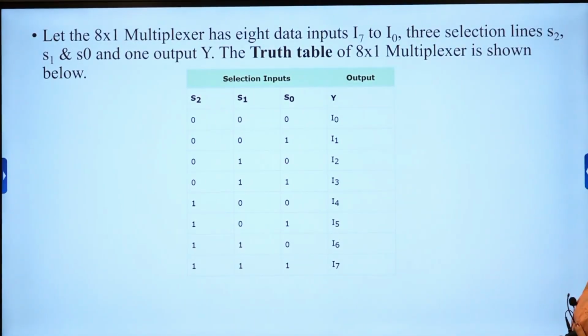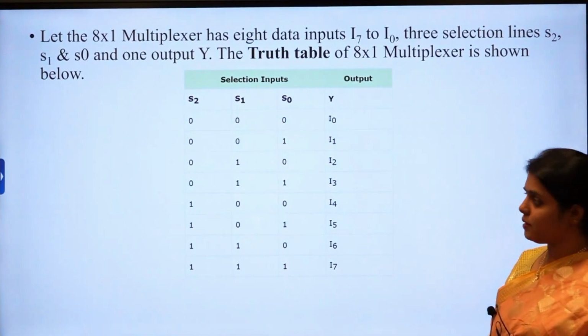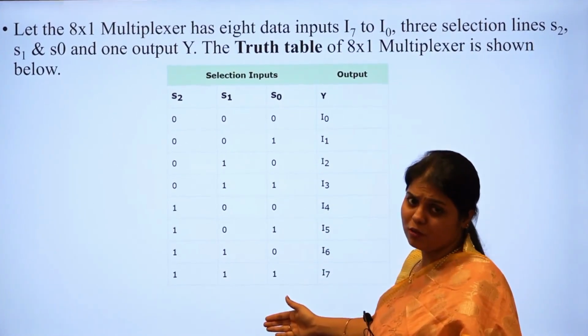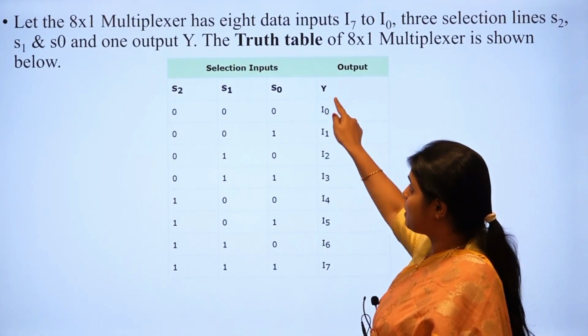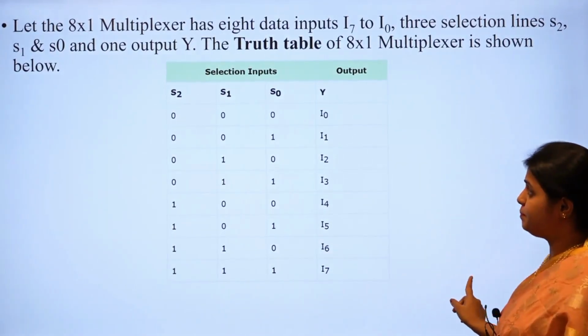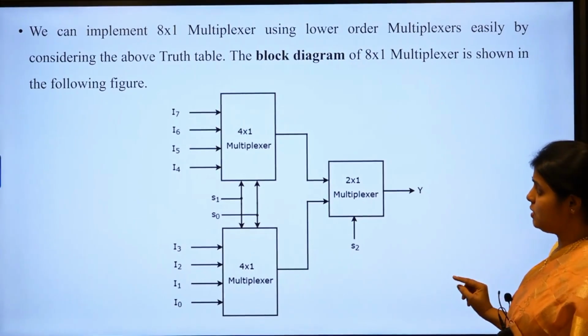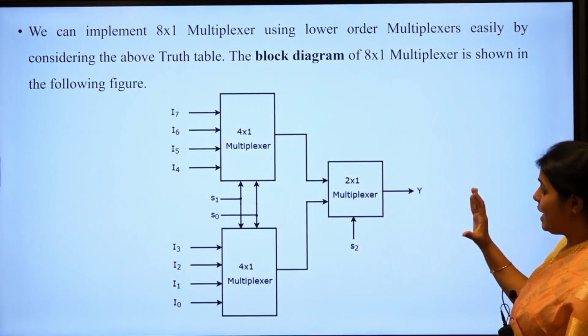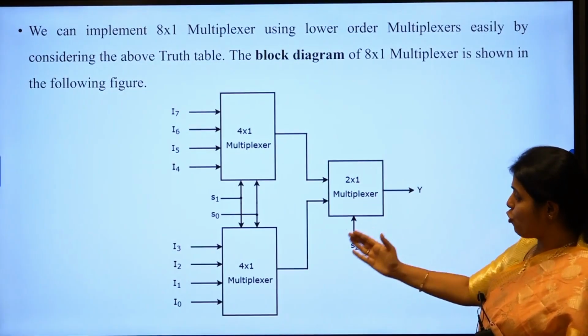Now this would be the truth table as seen earlier. S0, S1, S2 will produce 8 different combinations of zeros and ones, for which one of the inputs will be represented at the output end. So this is the implementation diagram for an 8 by 1 multiplexer using 4 by 1 and 2 by 1 multiplexers.